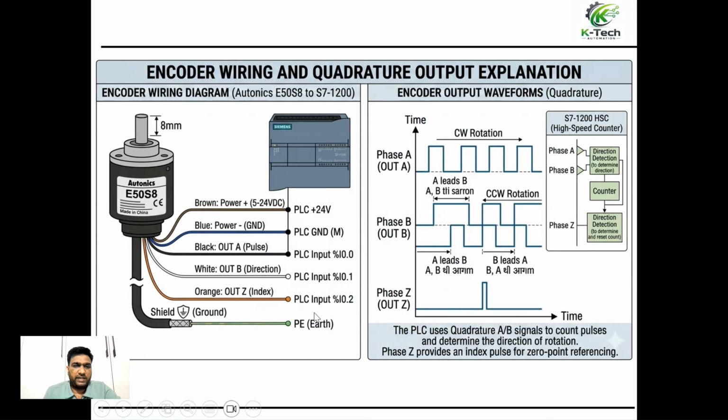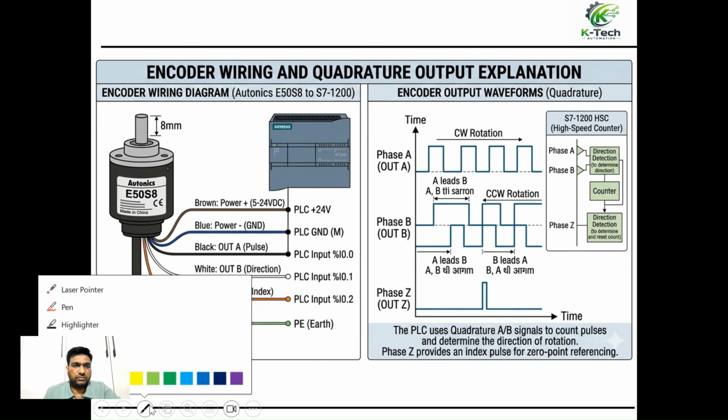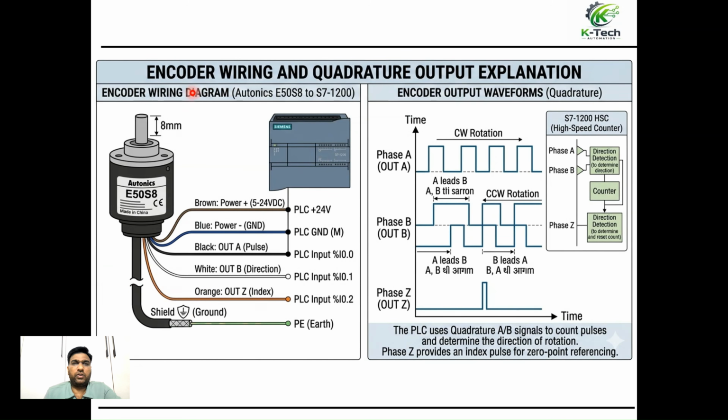So about the encoder wiring. Encoder wiring and quadrature output explanation. So this is the encoder. For example, I have an Autonics E50S8 encoder, connected to the S7-1200. You may already know this or not, I don't know. So there is some pin configuration.